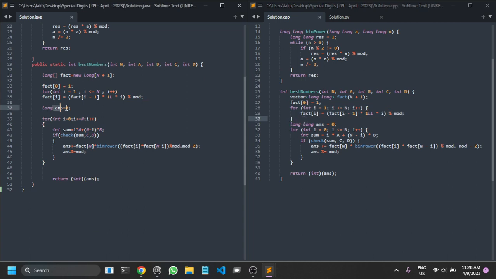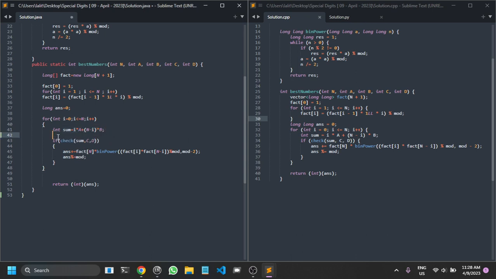After that, I'm initializing my answer as 0, and for every value of sum that we have, you can see that here I'm calculating the possible sum value. After that I'm checking whether the current sum contains C or D or not. After that I'm increasing my answer. Same thing I'm doing here.